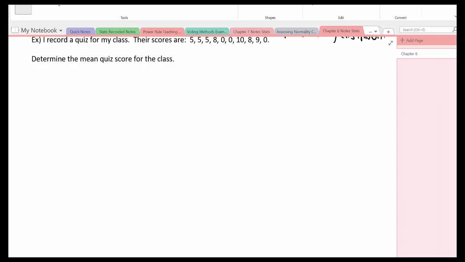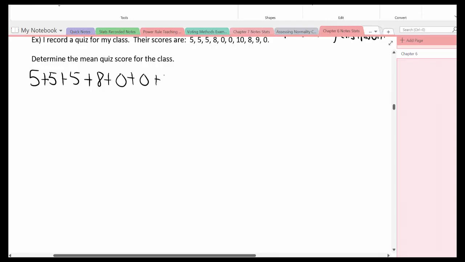In this video, we're going to talk about the mean of a discrete random variable. So let's take a look at an example. I record a quiz for my class. The scores are given. I want to determine what the mean score for the quiz is going to be. Obviously, what I'll do is add up all the values and divide by the total number of students that took the quiz, which in this case is 10. Add them up, divide by 10, you get 5.